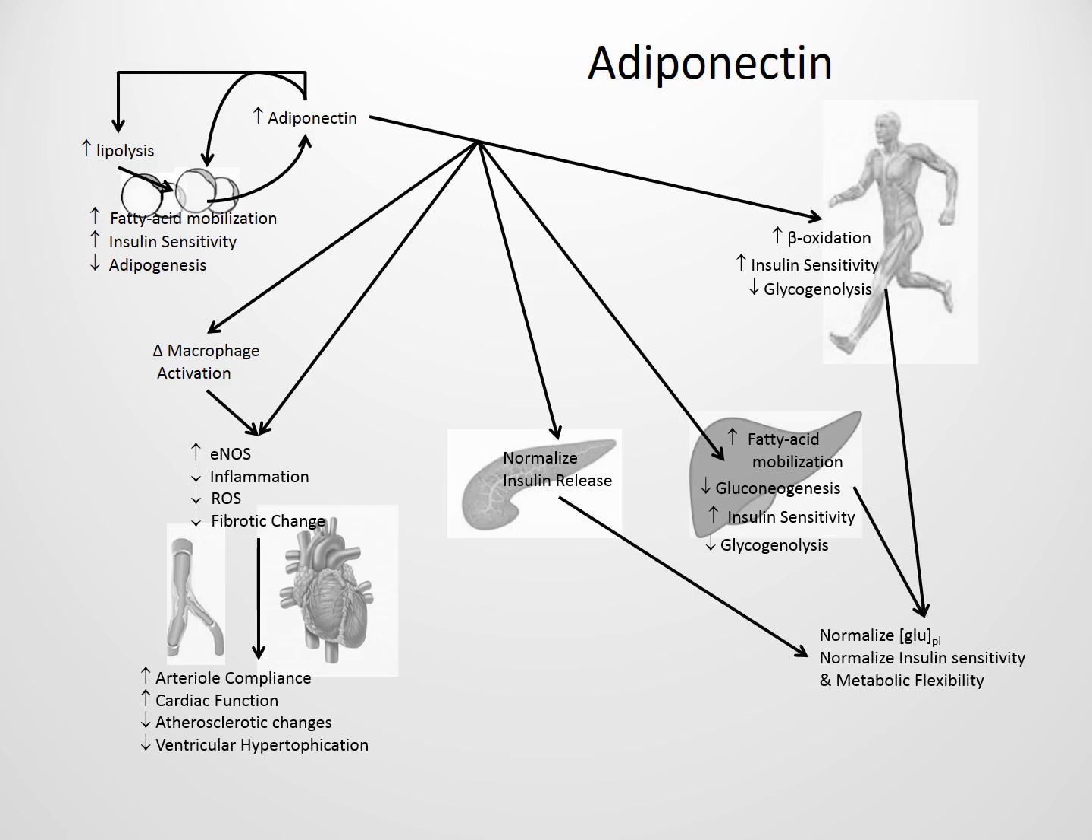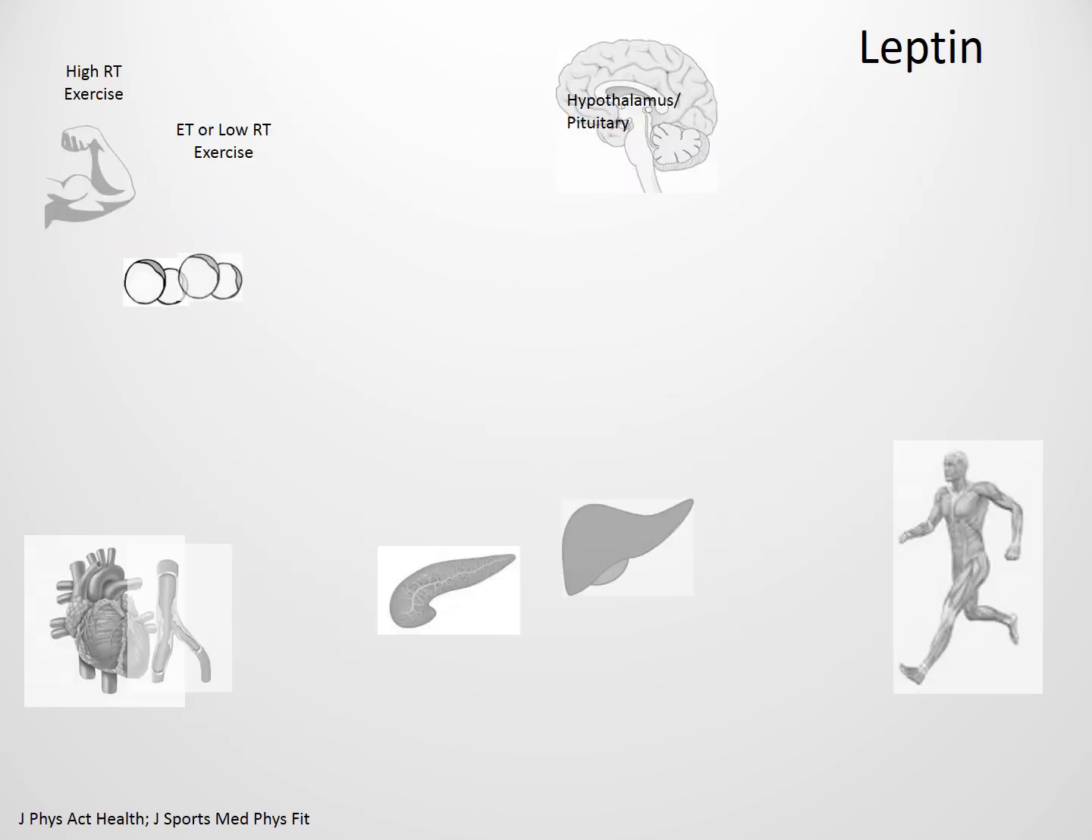Additionally, it's going to have an effect on the cardiovascular system, leading to what's referred to as arterial compliance and cardiac function, and it's going to have a diminishment of atherosclerosis as well as left ventricular hypertrophy. The change in the cardiovascular function is going to increase work capacity, whereas the change in energetics is going to end up having a normalization of what's referred to as metabolic flexibility.